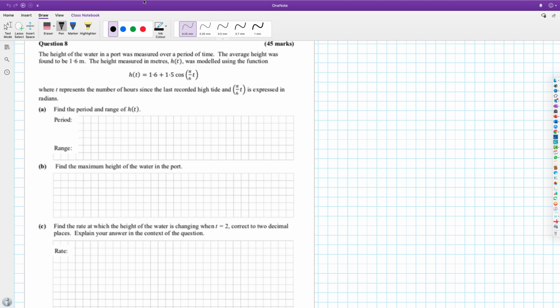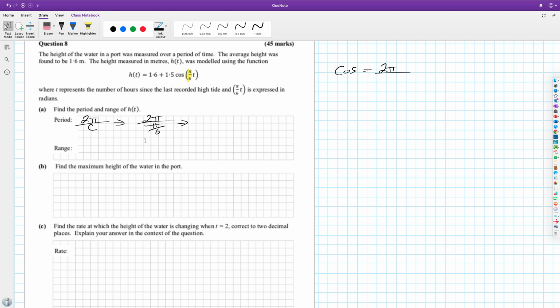Right, we'll have a little go at this and we'll finish up then. So, my period for a cos graph is what? Usually 2 pi, i.e. in a revolution, every 360 degrees. But what did I say affects the period here? C. What's C? Exactly. So, to get your period, you say 2 pi over C, which is 2 pi divided by pi over 6.